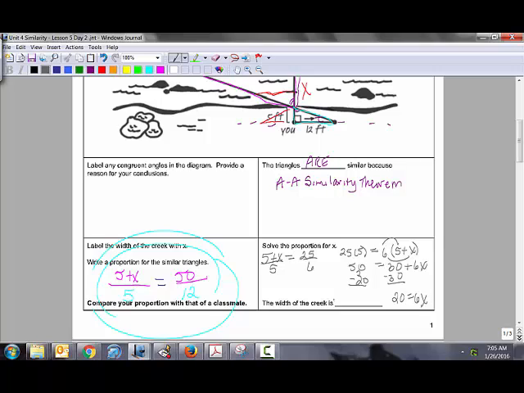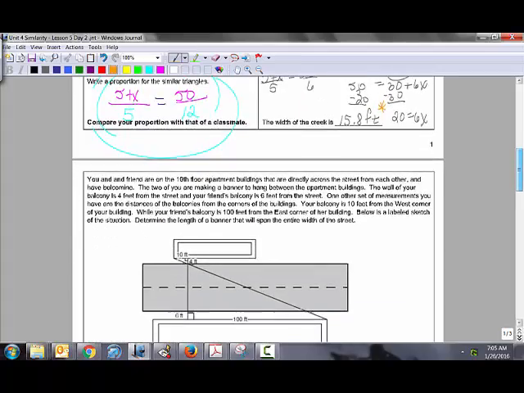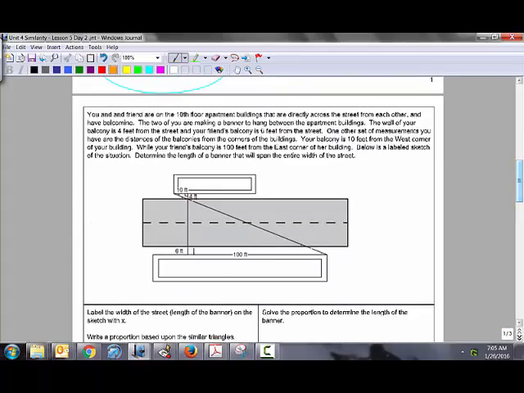So the width of the creek is 15.8 feet. And like yesterday, we need to have units. This is an application. We're finding an indirect measure. A measurement is going to have units associated with it.